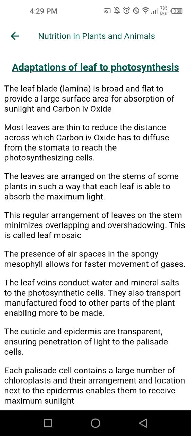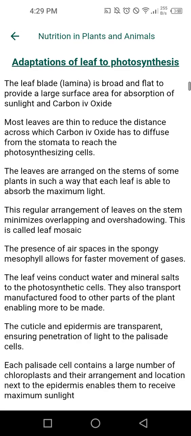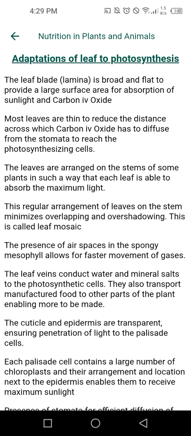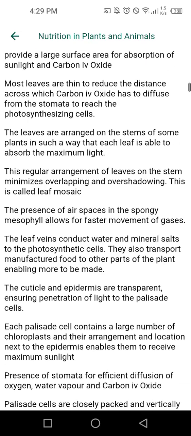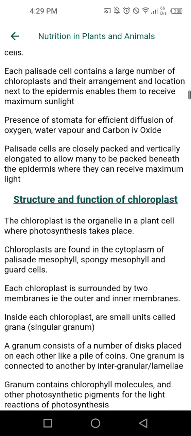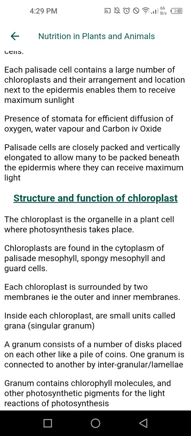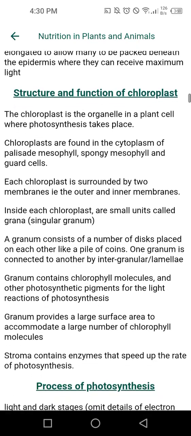The cuticle and epidermis are transparent, ensuring penetration of light to the palisade cells. Each palisade cell contains a large number of chloroplasts, and their arrangement and location next to the epidermis enables them to receive maximum sunlight. Presence of stomata for efficient diffusion of oxygen, water vapor and carbon IV oxide. Palisade cells are closely packed and vertically elongated to allow many to be packed beneath the epidermis where they can receive maximum light.